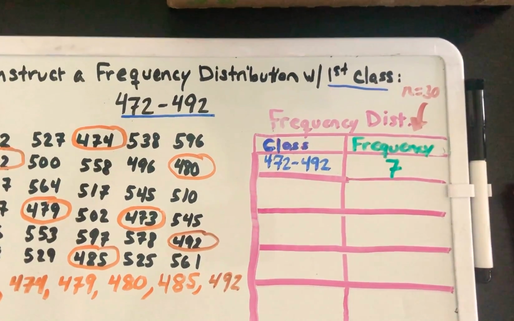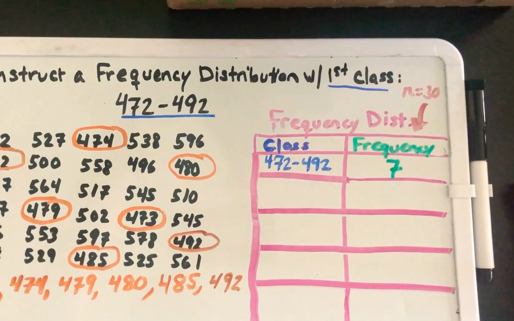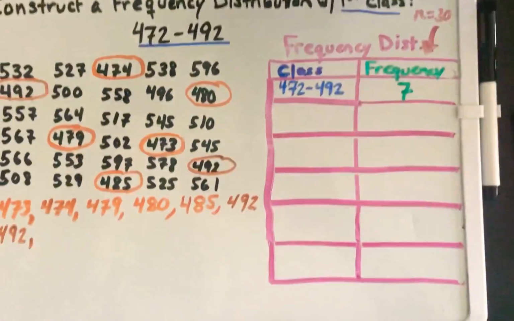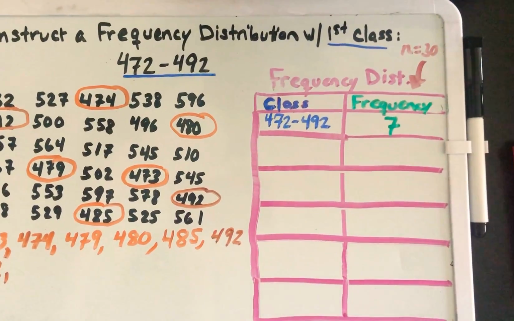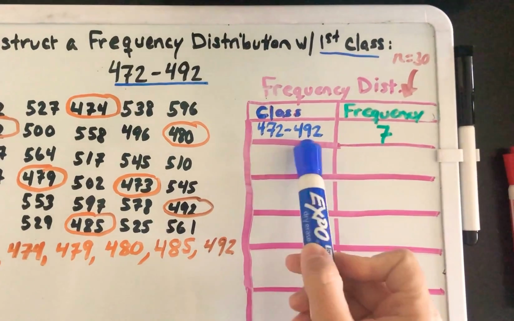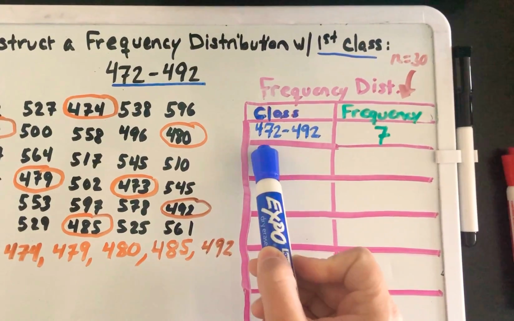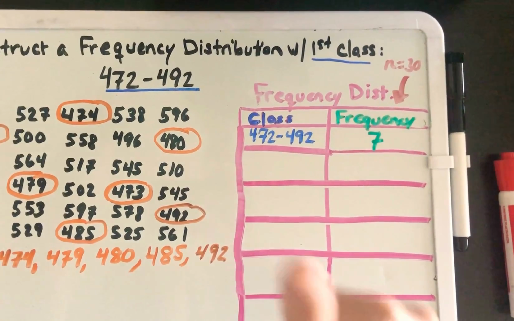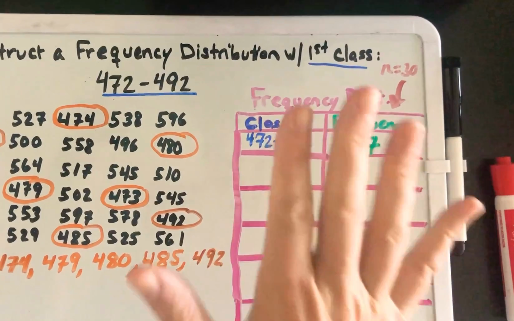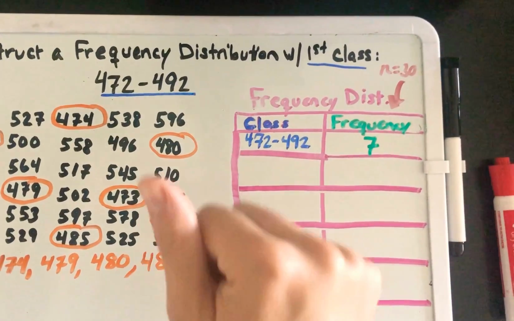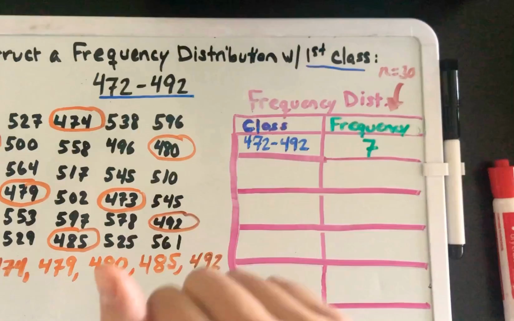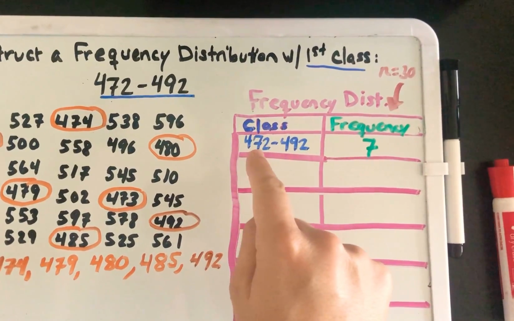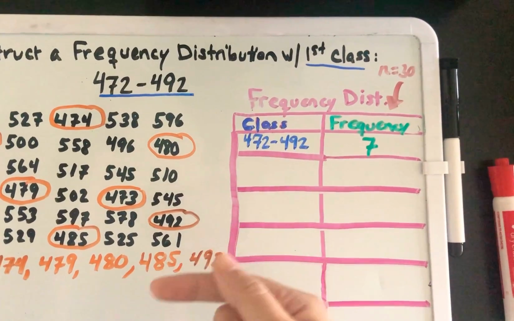Now, to get the other remaining classes, what I would need to do is continue by understanding what the class width was for my first class. To determine the class width, one thing you might think incorrectly is that the class width is 20, if you just subtract 492 minus 472, you get 20, right? But keep in mind, what if the class was the numbers 1 through 5? If you subtracted 5 minus 1, you'd get 4. But in reality, you had 1, 2, 3, 4, 5. So a fast way to understand the class width when you're given one of the classes is to subtract and then add 1. So you're actually including the boundaries.